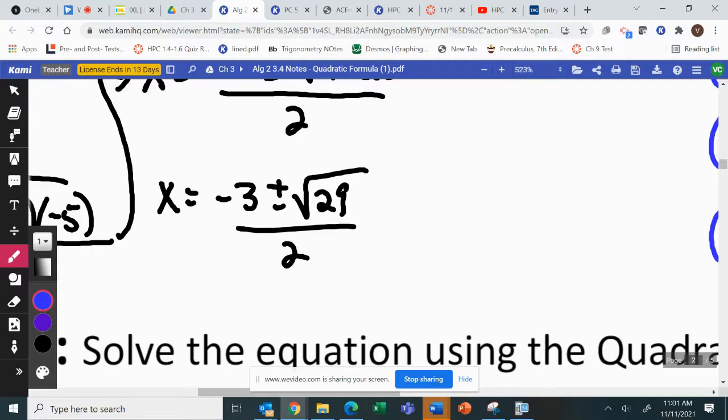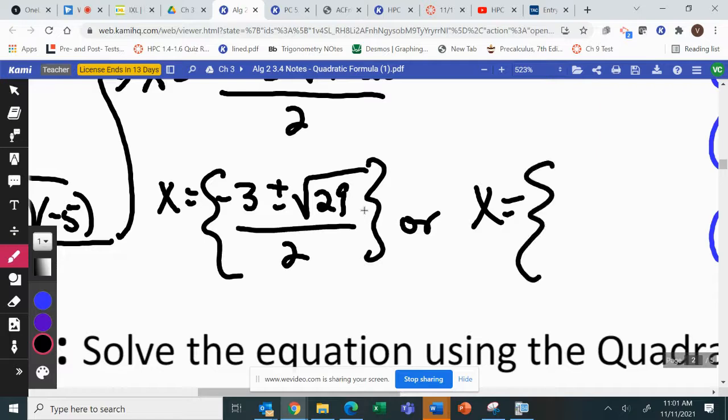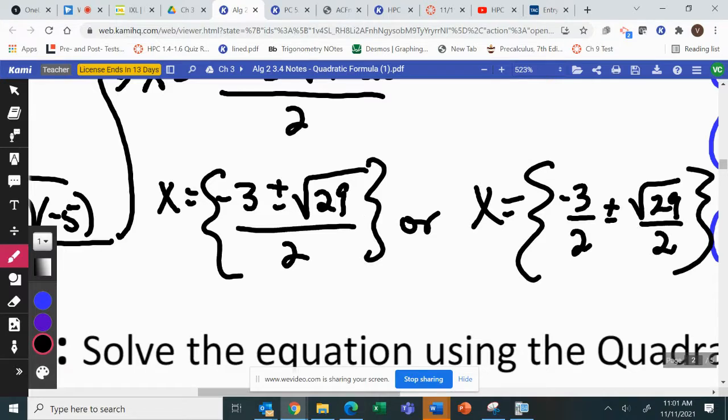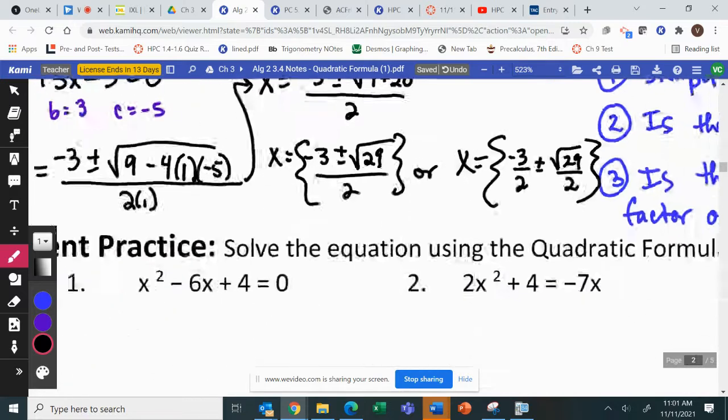So the answer could be this, or so I'll say this is one possible answer, or you could write it as -3 over 2 plus or minus square root 29 over 2. So that's another way you could write it. Typically, I'll do the first way because it's one less step, but I could distribute that 2 to both parts of the numerator if I wanted to. Okay, so that's using quadratic formula, finding the answer.